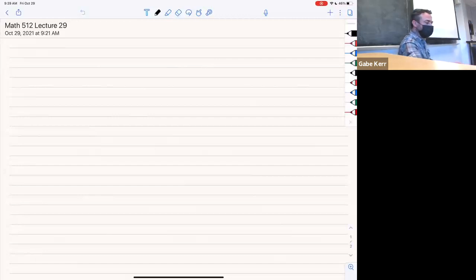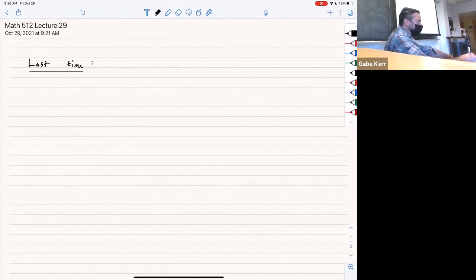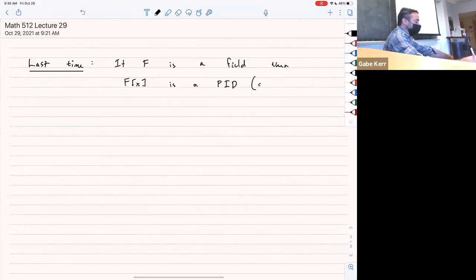The last time, we ended with a couple of results. If F is a field, then polynomials in one variable over F, with coefficients in F, this is what's known as a PID, which means all ideals are principal. All ideals are generated by a single element of the form f of x times other elements, for some polynomial f.